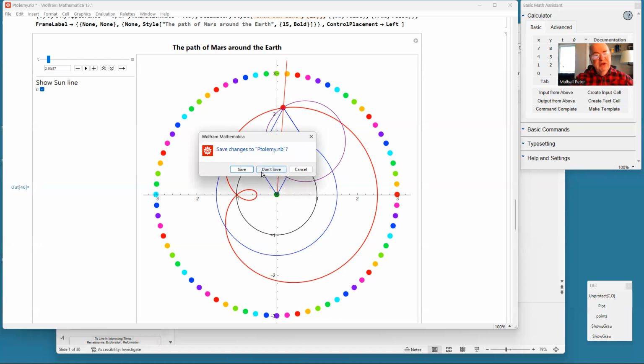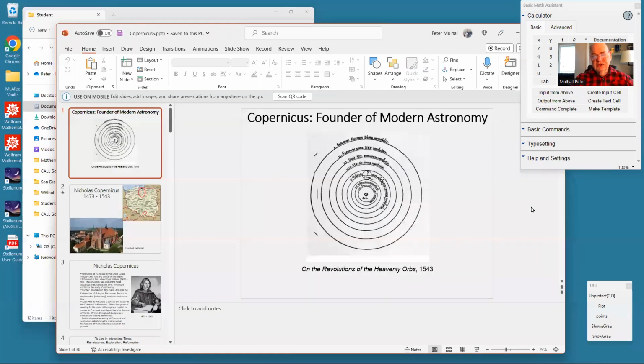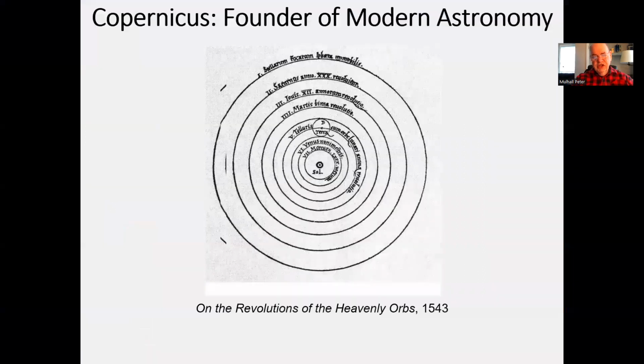All right, so let us go to our discussion of Copernicus, the founder of modern astronomy. And I will try to back up this claim that he is, in fact, the founder of modern astronomy. Here we have, again, one of the most famous pictures in the history of science. This is a diagram from On the Revolutions of the Heavenly Orbs of 1543. This is his great masterwork.